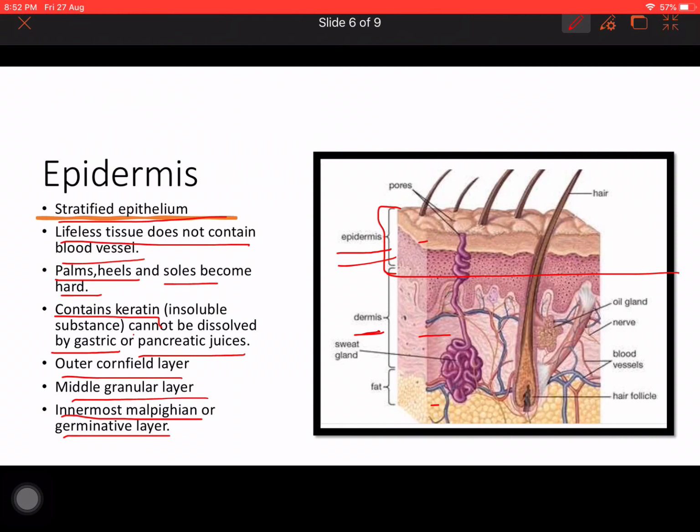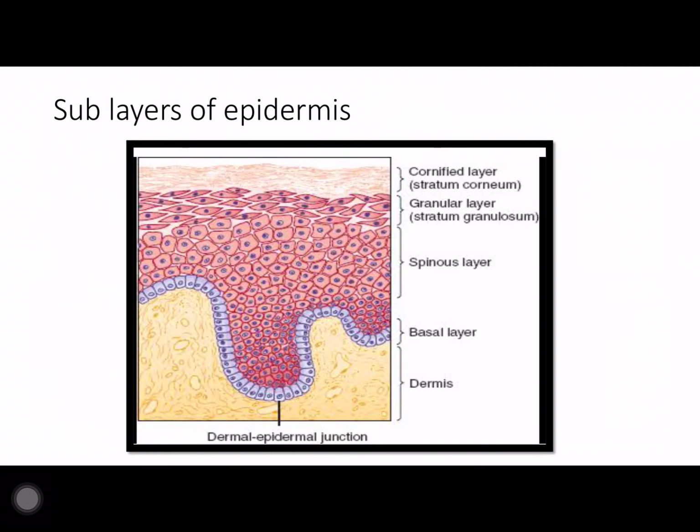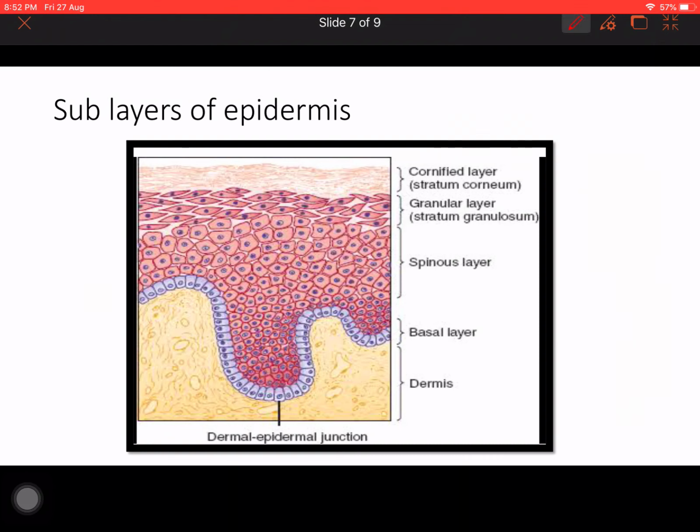Now next, let us see the layers of this epidermis. These are the sub layers of the epidermis. First let us see what is the first sub layer of the epidermis. It is the cornified layer. It is the outermost and topmost layer, and it is made up of flattened dead cells. We can see that no nucleus is present in these cells. Is there any nucleus? No. So no nuclei are present in these cells.